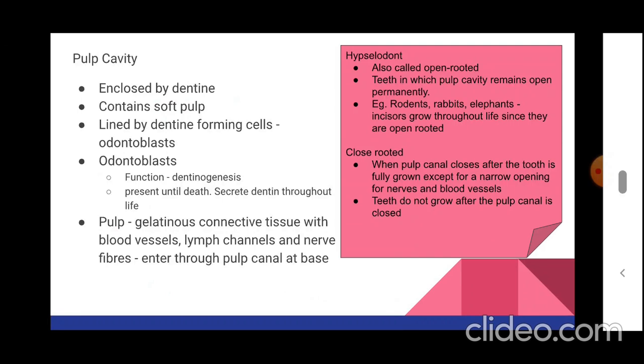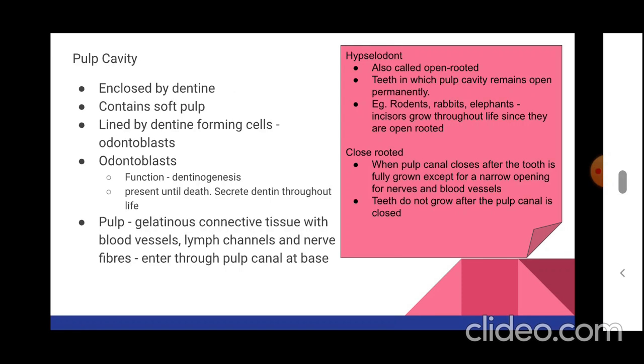Next, about pulp. It is a gelatinous connective tissue with blood vessels, lymph channels, and nerve fibers. These lymph channels, blood vessels, and nerve fibers enter into the pulp cavity through the pulp canal at the base. In the root, we can see this pulp canal or the root canal in the root area. Through that canal, these blood vessels, nerves, and the lymph channels enter into the pulp cavity.